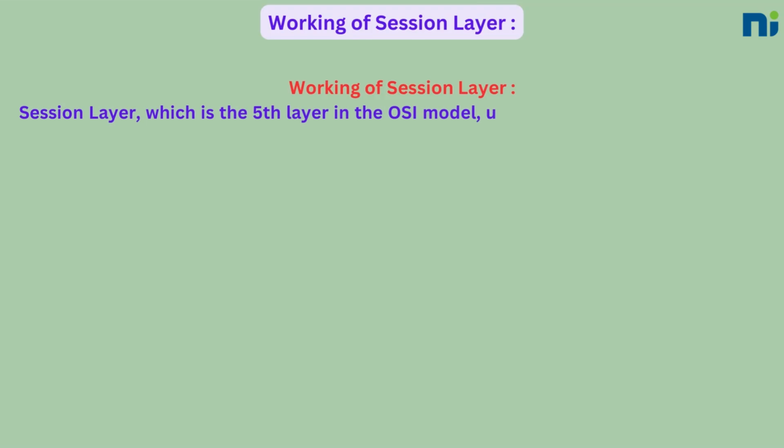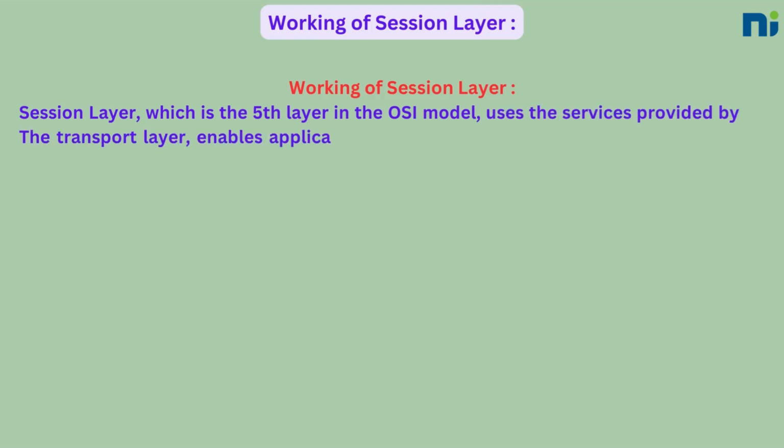Working of session layer. Session layer, which is the fifth layer in the OSI model, uses the services provided by the transport layer, enables applications to establish and maintain sessions and to synchronize the sessions.